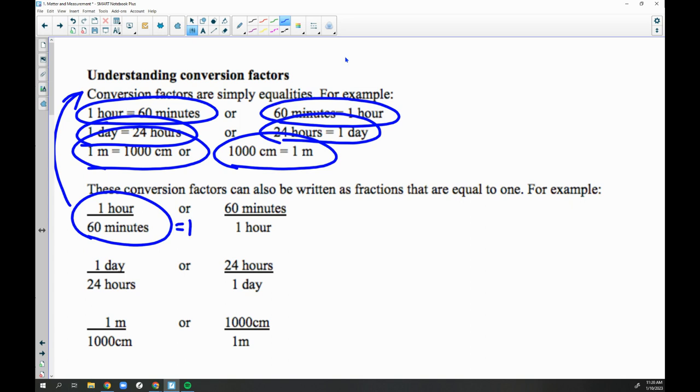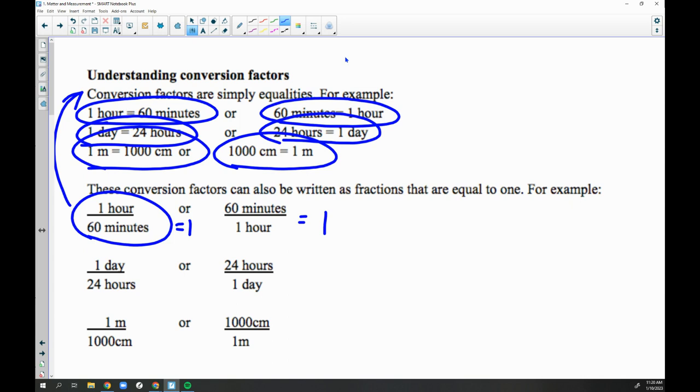You guys get that? Because anytime you have the same number on top and the same number on bottom for a fraction, the value of that fraction is 1. Okay? Similarly, if we flip it around, it still has a value of 1 because 60 minutes has the same value as 1 hour. The only difference between those numbers is the units. Put your hand up if you have a question, otherwise I'll keep on cruising here.